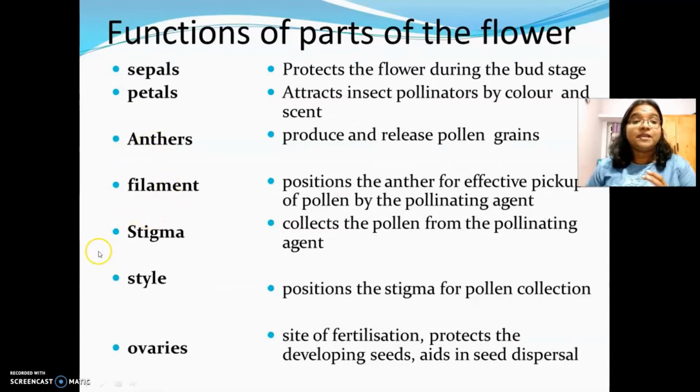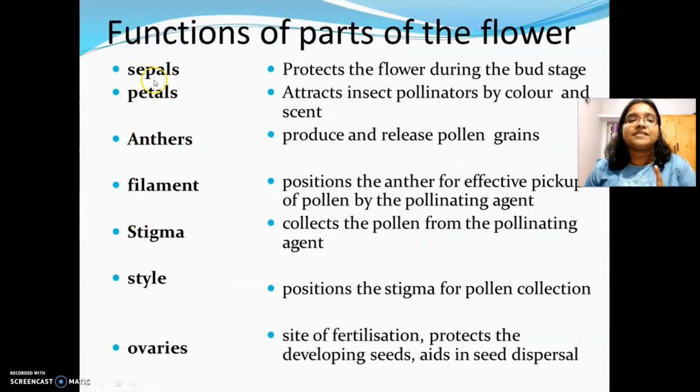Then the centrally placed female reproductive part is called gynoecium or pistil. Each pistil has one or many carpels, and the carpel has three parts: a basal bulged ovary, style, and the tip, the receptive stigma. Let's see the functions of each part of the flower.